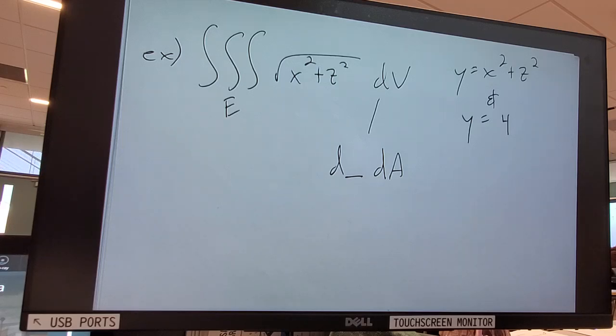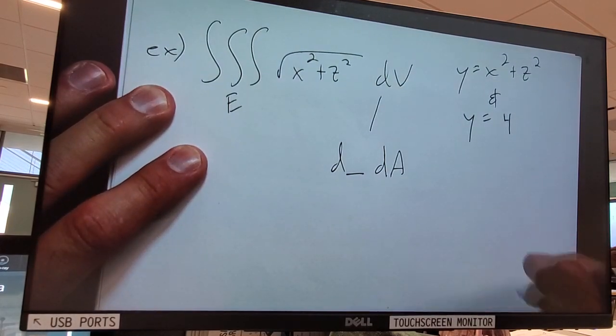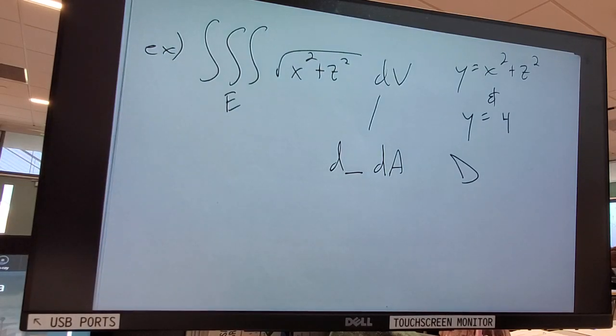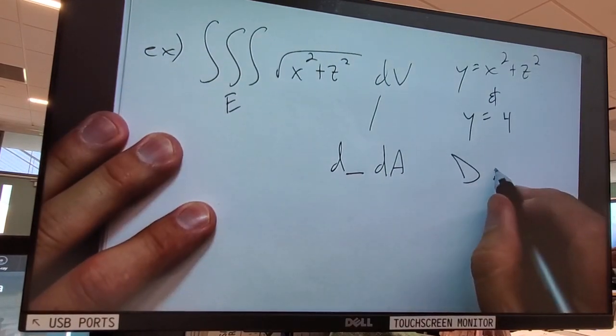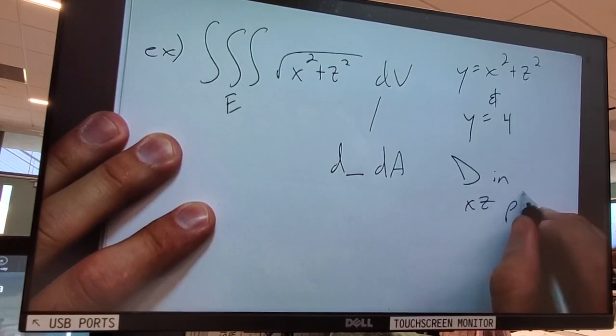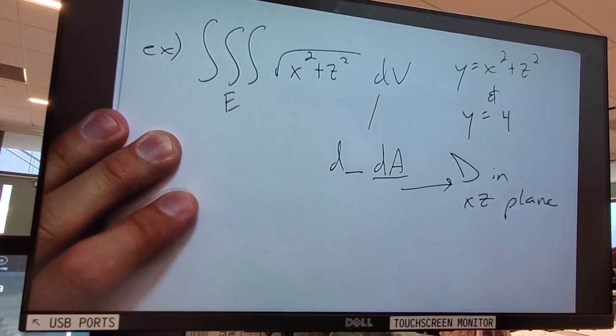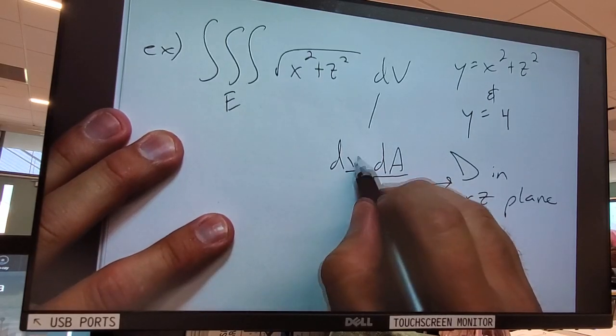Which letter did we leave out? Yeah, so I'm going to consider region D, which is what we did when we had just two integrals for a double integral, to be in my XZ plane. So dA is going to reference that, and therefore this will be dy.